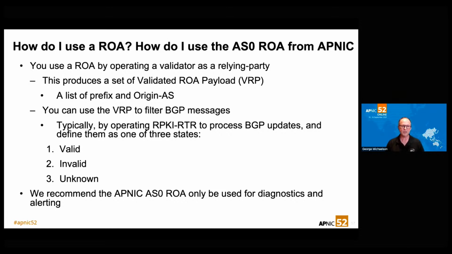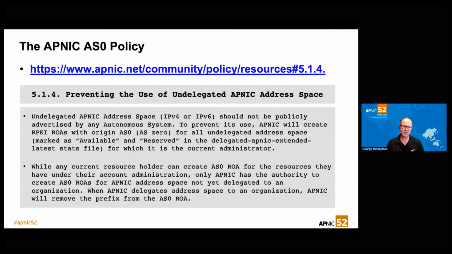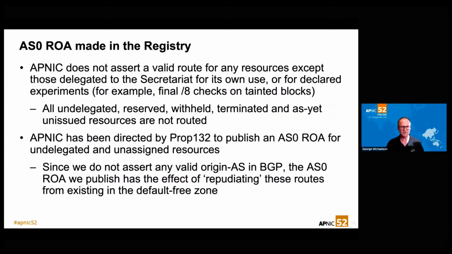Use it for diagnostics. We're operating a service to keep the ROA published exclusively for undelegated ranges, and the policy is quite explicit. The sole purpose is to repudiate BGP routes for undelegated resources. As soon as we delegate the prefix, it has to be removed from AS0, and our operational pledge is to complete this within 5 minutes of delegation. There's a variable propagation delay for this to become visible in global RPKI, but that's how quickly we apply it.